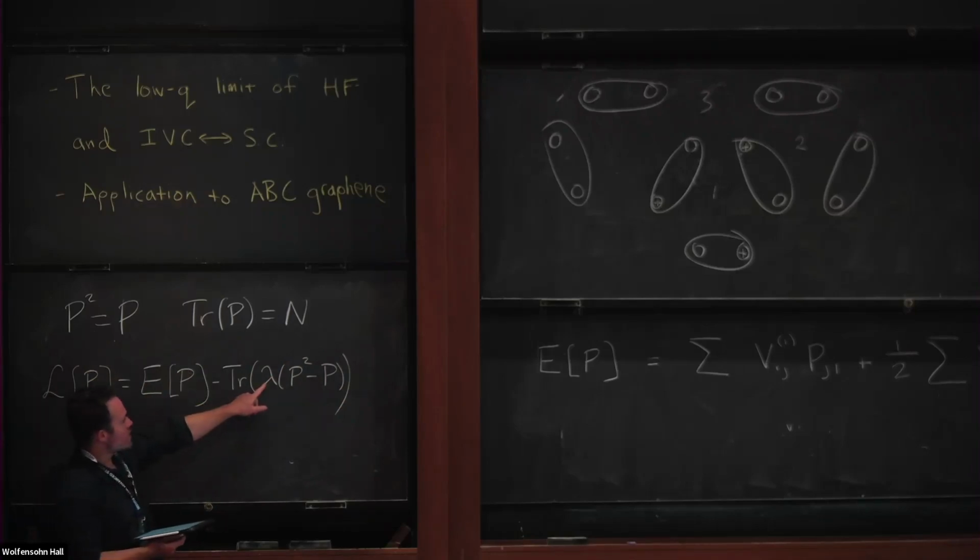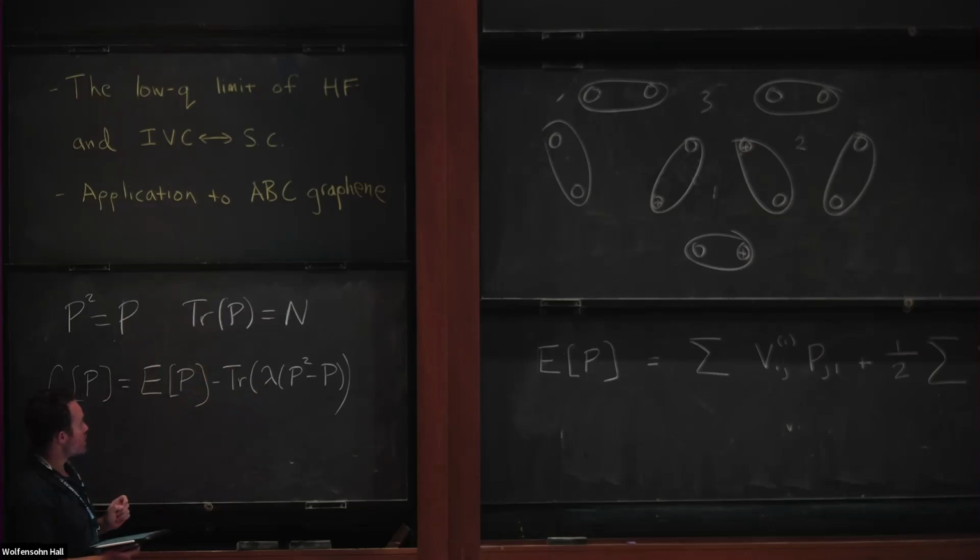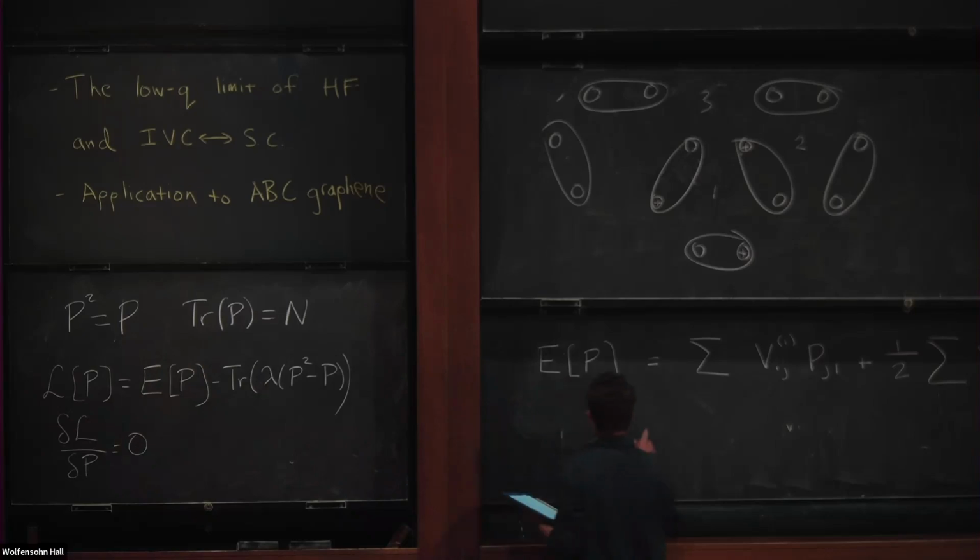So this lambda here is an m by m matrix of Lagrange multipliers, which then enforces the constraint that P squared is equal to P. And then what I need to do to find out what the energy minimum is, is look for solutions where dL/dP is equal to 0. Okay, and then using this expression here, I can figure out what that is.